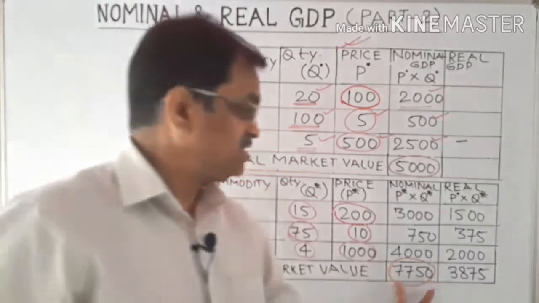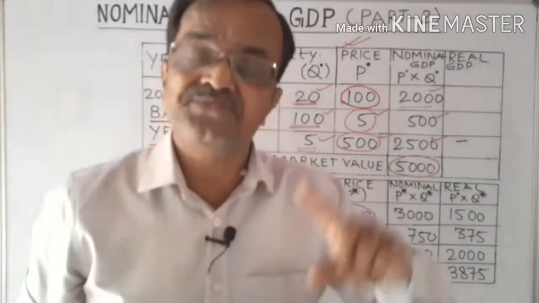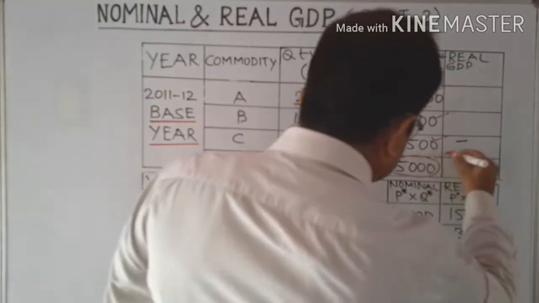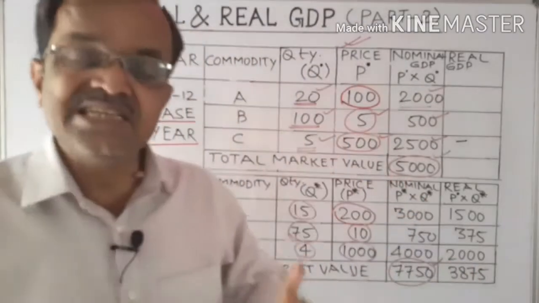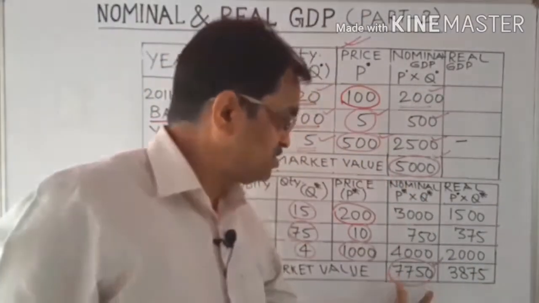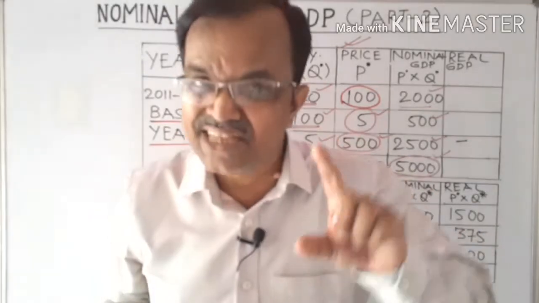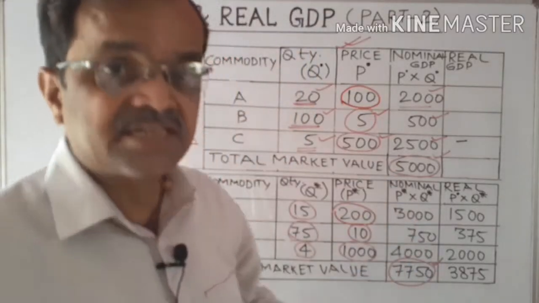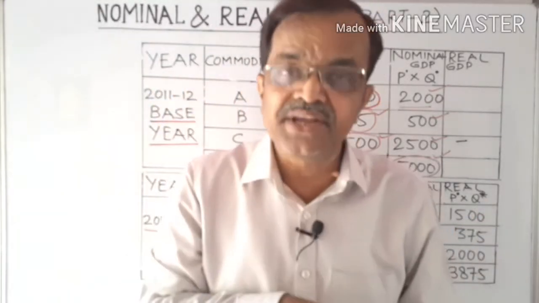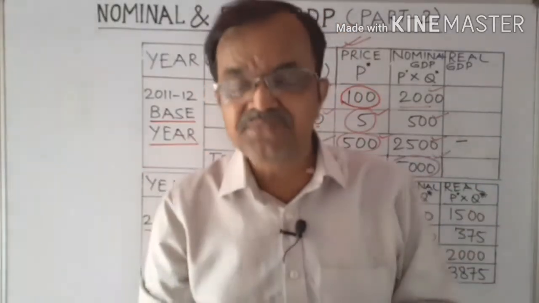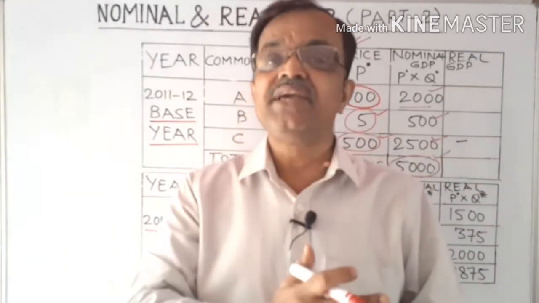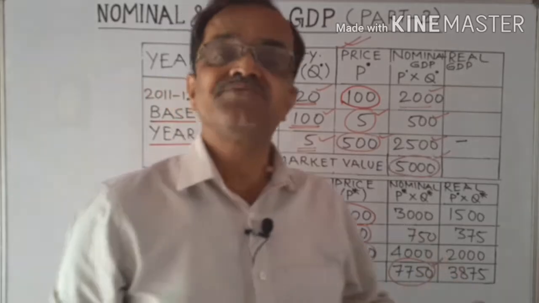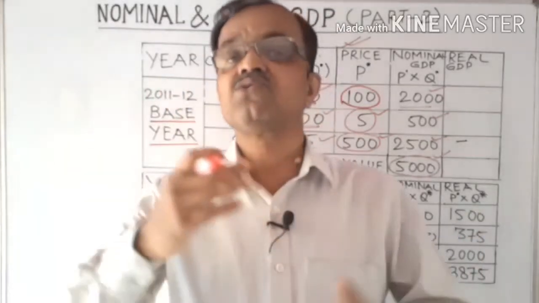7,750 rupees. This is the GDP at current prices for the year 2019-20. And when we compare these two figures, 5,000 for 2011-12 and 7,750 for 2019-20, what is our observation? That the figure has increased. So anyone looking at the figures of both years can be forced to conclude that the economy has moved on the path of growth. Means it is a simple situation of growth. The economy has grown.